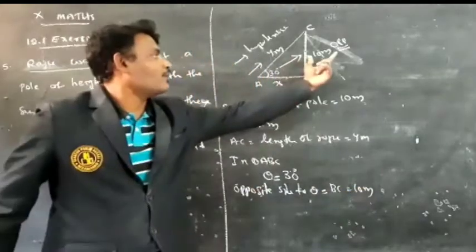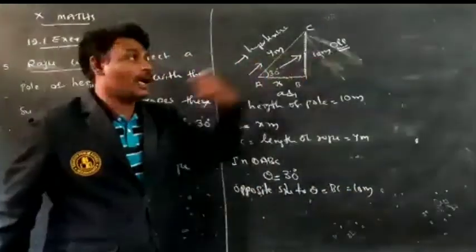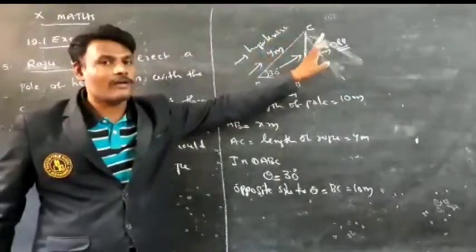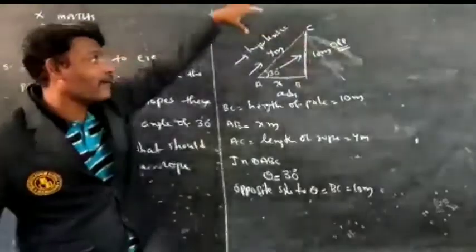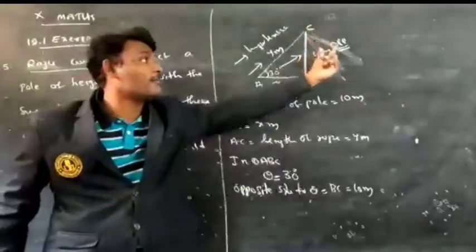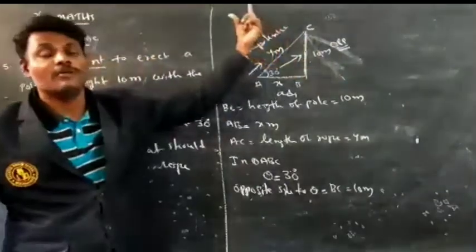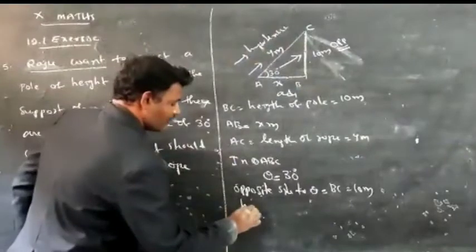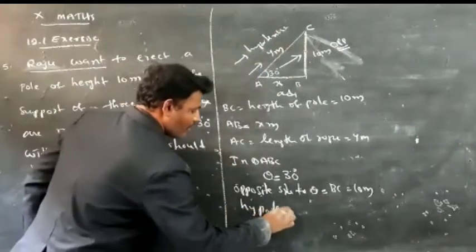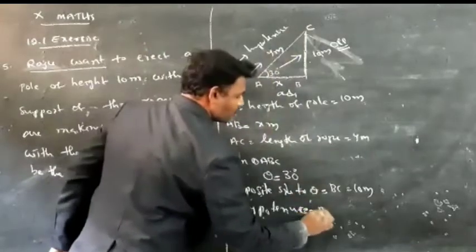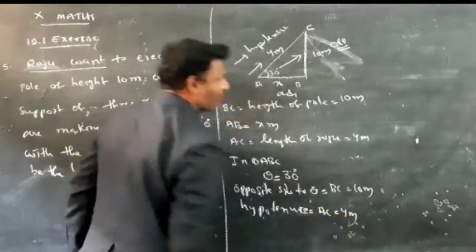See here, I know the value of the opposite side. I need the value of the hypotenuse. It means I need the relation between the opposite side and the hypotenuse. What is the ratio here? We use sin theta. Hypotenuse AC is equal to, I don't know, that is nothing but y meters.